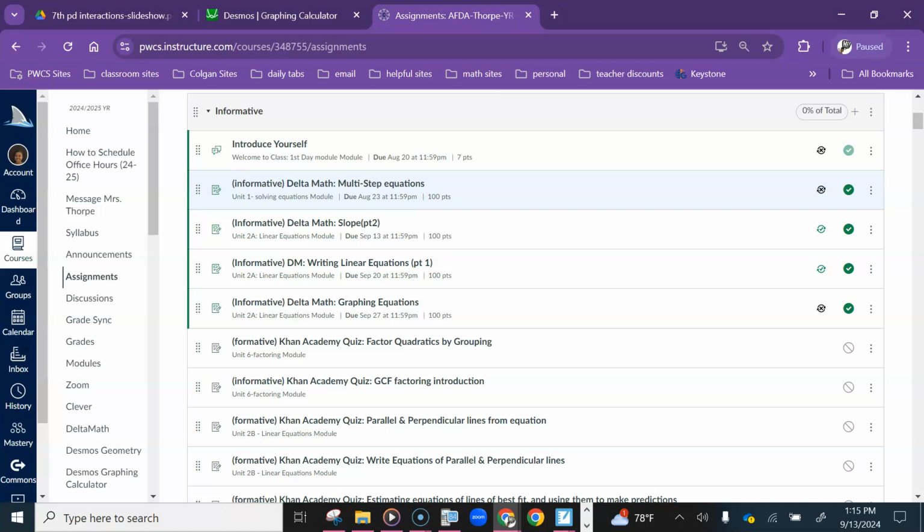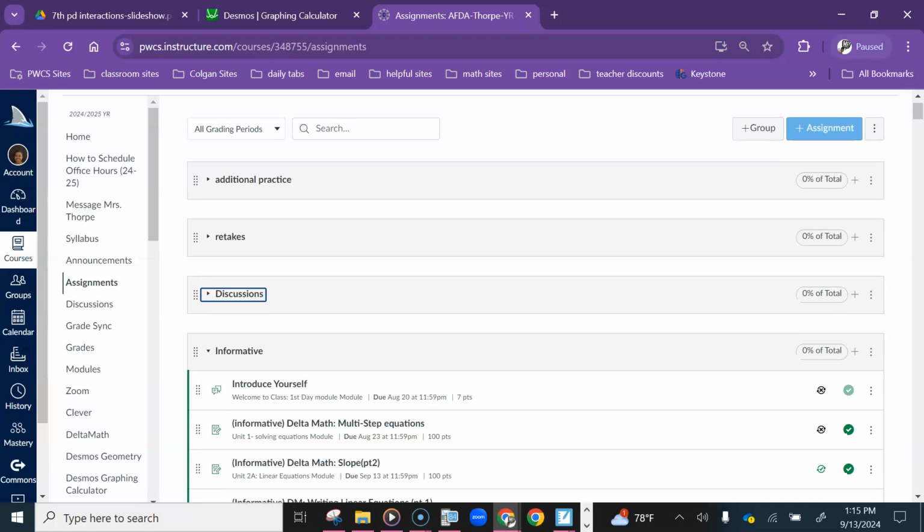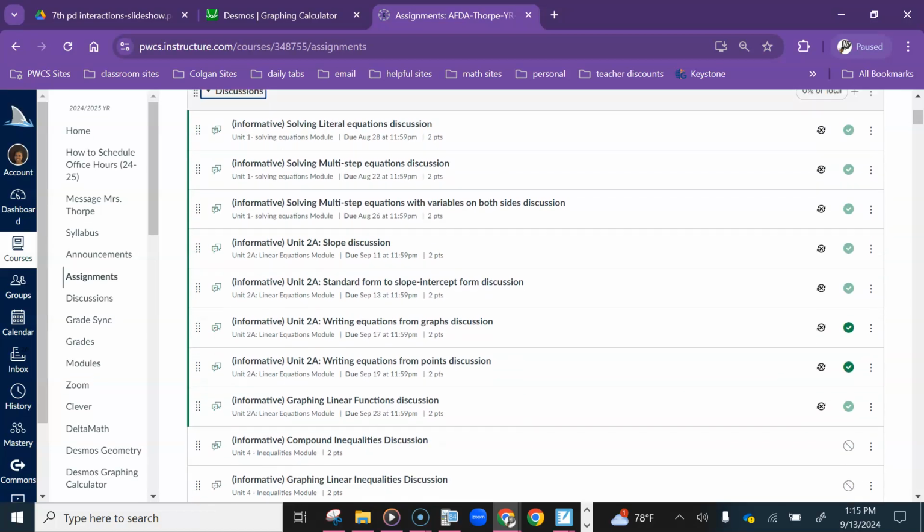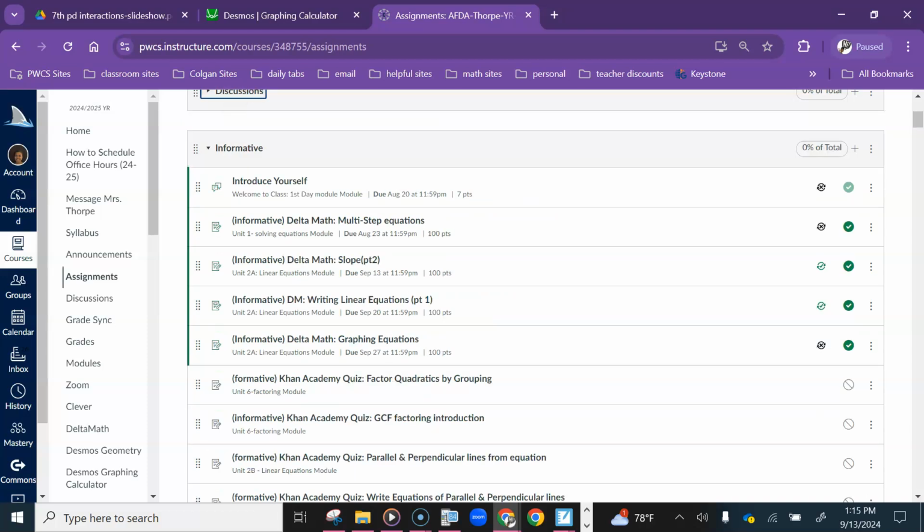Okay. So this one's informative, but the slope part 2. So go into that and do the delta math through there. And the second thing is the discussion on standard form to slope-intercept form. That's what we just did. Now, do those 2 things and you can work on other missing delta math, retake work, or missing tests.